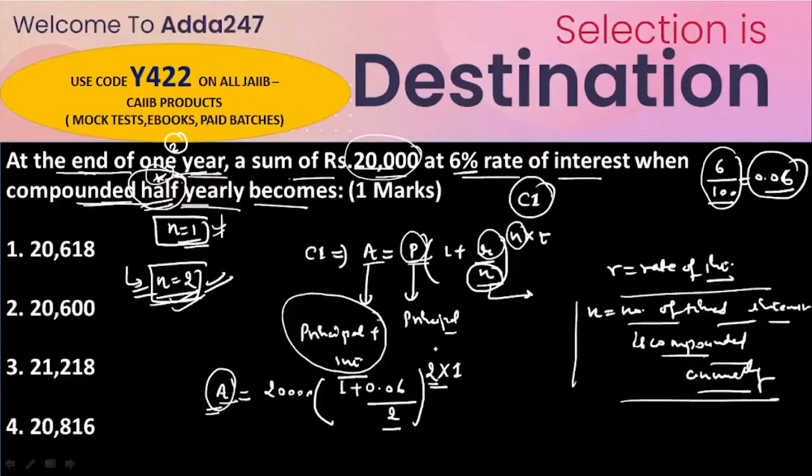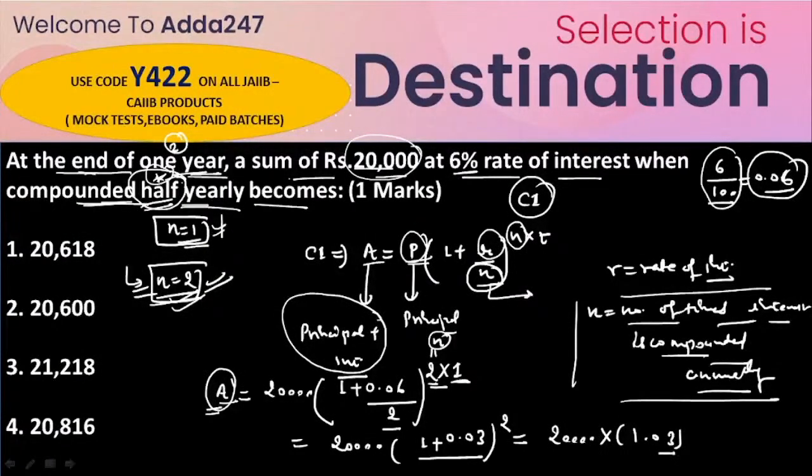So this 2, which is the value of n, is multiplied by the 1. Now you have to solve this question on your own. Now this will be 0.03 to the power of 2, and the answer would be 20,000 multiplied by 1.03 to the power 2, and that would be equal to 21,218 rupees. So this is how we can solve these kinds of questions.